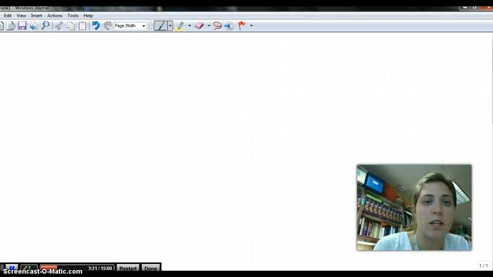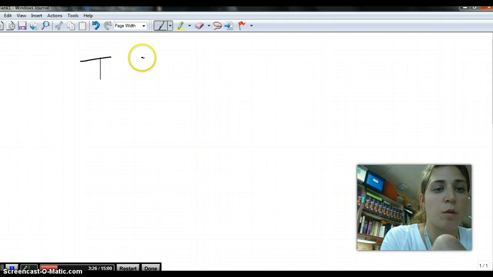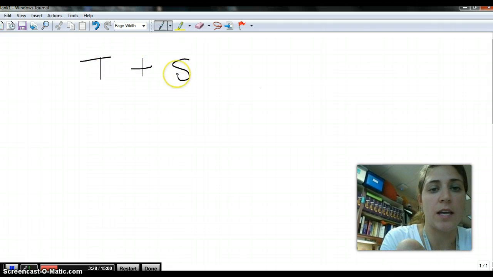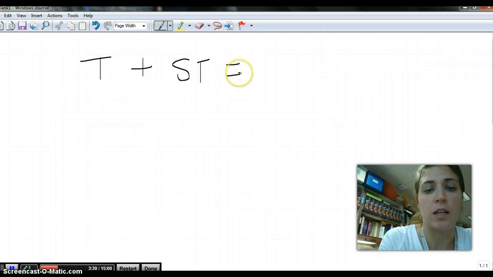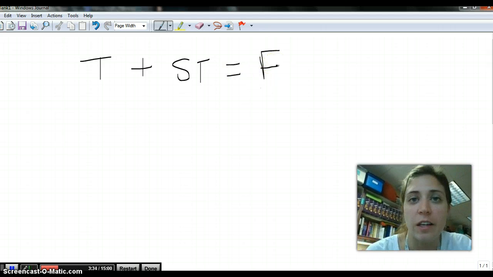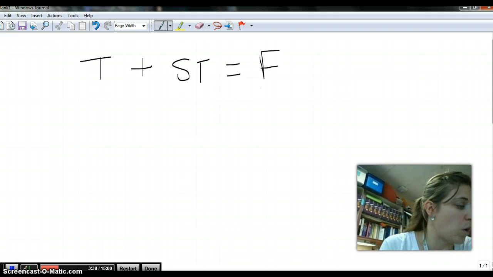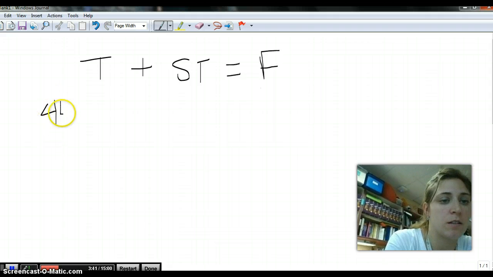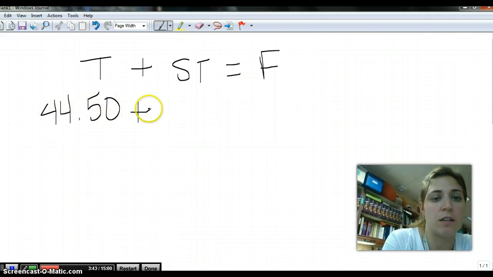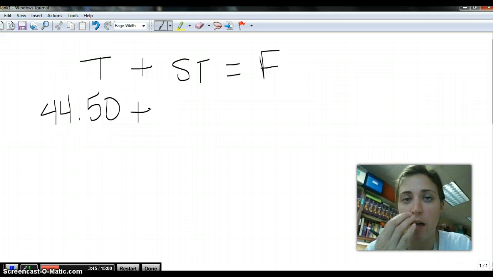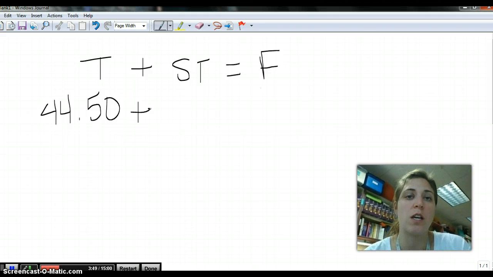So for this one, if we switch back to my pen here, I have the total cost plus the sales tax, we'll call that ST, is going to be the final price. Now that's kind of a ridiculous expression, but we're just going to plug in our numbers. So the total price of my jeans was $44.50. Now I need to figure out my sales tax. So sales tax, we don't have that in Minnesota on clothing, but what you do is you take the percent of the sales tax and you multiply that.